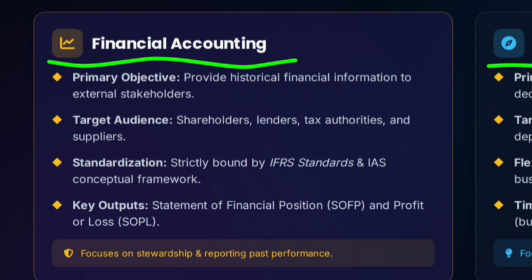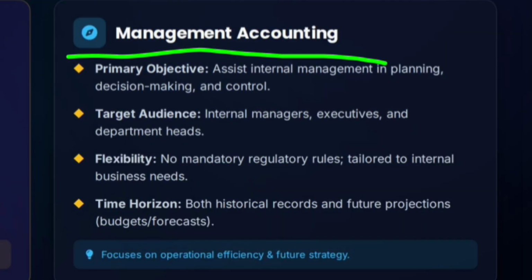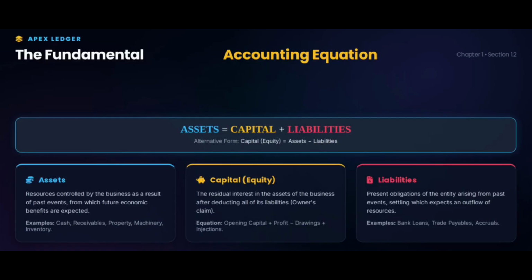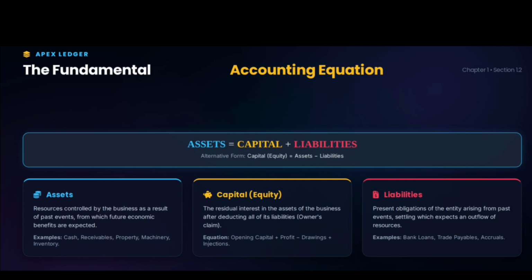Now, on the other hand, management accounting is built strictly for internal managers to plan, control, and forecast future operations without rigid legal templates. Now, for the cornerstone of all global accounting, the main accounting equation: assets equals capital plus liabilities. Capital is also known as equity. Its alternative form is capital or equity equals assets minus liabilities.